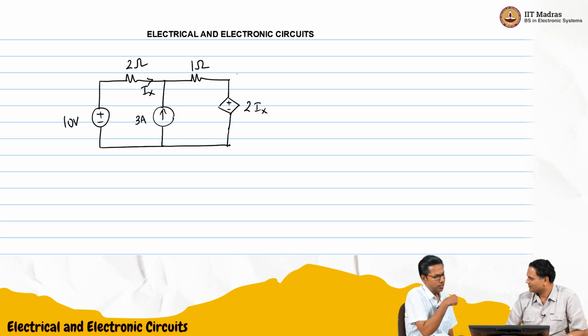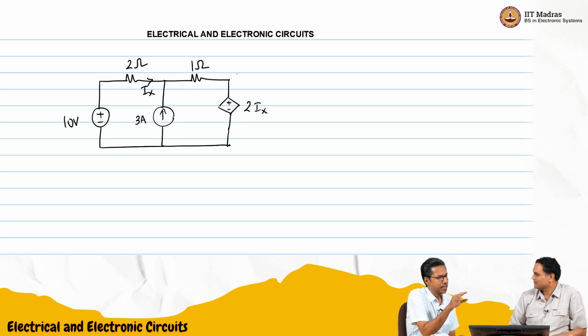So in general, if we have dependent sources and independent sources, when you apply superposition, what do you do? If we did not have any controlled sources, it was easy. What we would do is apply each source one at a time and take the response.